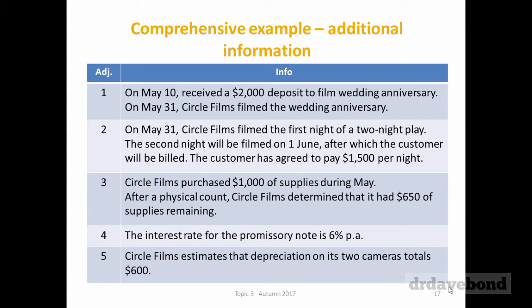Fourth, the interest rate for the promissory note is 6%. That promissory note was $9,000 and we've used it for 1 month. So that's 6% per annum. And lastly, Circle Films estimates that depreciation on its 2 cameras totals $600.